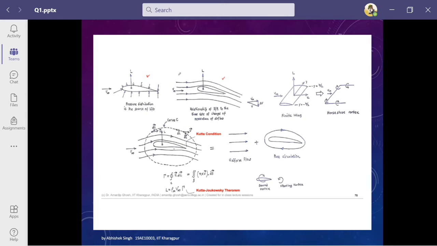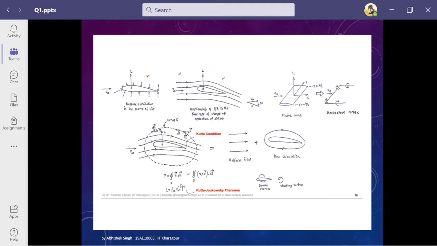Is that the lift? We can think of lift as a result of the superposition of the uniform flow and the pure circulation. From this equation, the lift is equal to rho infinity, v infinity, the free stream velocity, times the circulation. Basically, these relations come from what we call the Kutta-Zhukovsky theorem.